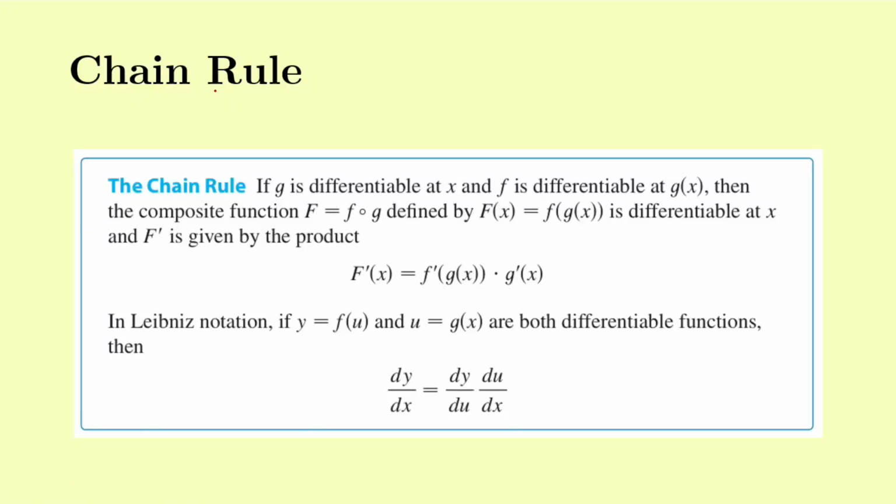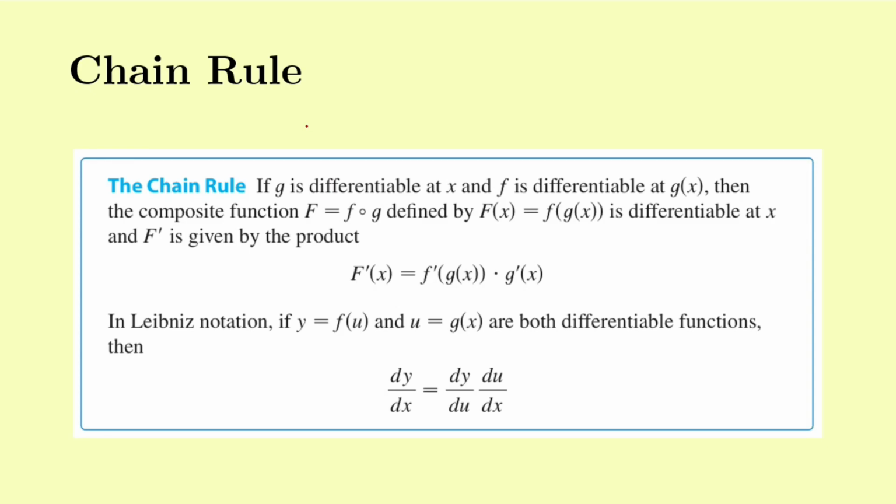Good day. In this video, we're going to talk about the chain rule. The chain rule is one of the rules in derivatives in finding the derivative of a function, and kasama niya yung power rule, product rule, at saka quotient rule. So the chain rule is used to find the derivative of a composite function.